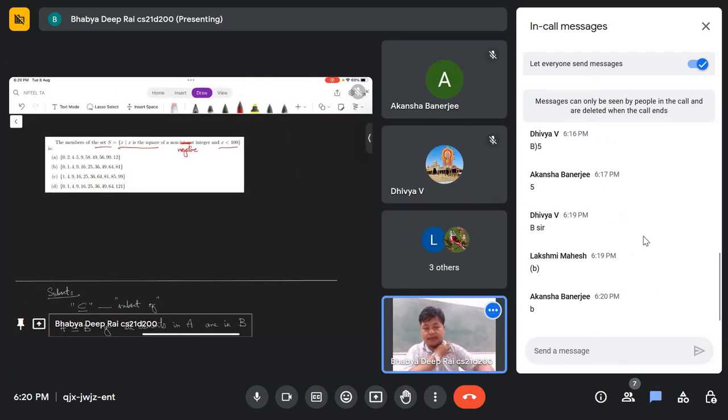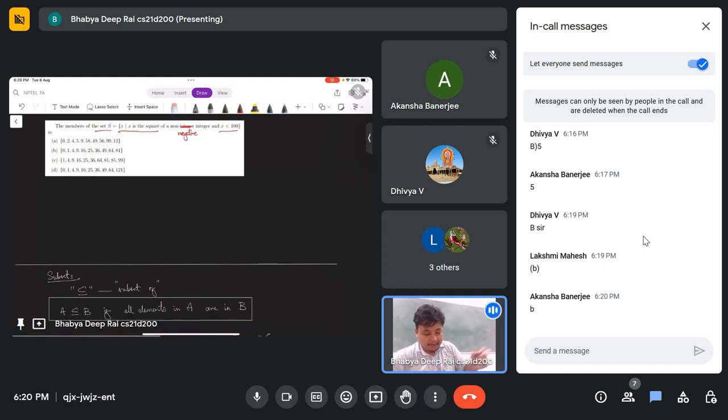Okay, let's see. This too is similar to the previous question, right? We just need to list it out. X is the square of a non-negative integer, and x is less than 100. So let's forget about the square thing. Just think of all the non-negative integers which are less than 100. So yeah, let's do it directly.